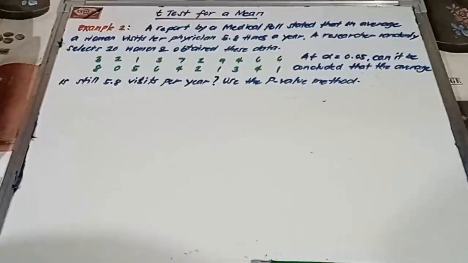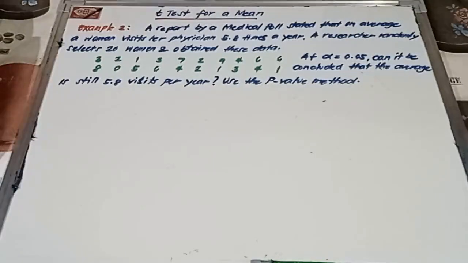Okay, so this is my second example about t-test for a mean, but this time we're going to use the probability value method or p-value method. It says a report by a medical poll stated that on average, a woman visits her physician 5.8 times a year. A researcher randomly selects 20 women and obtained this data: 3, 8, 2, 0, 1, 5, 3, 6, 7, 4, 2, 2, visits 1, 4, 3, 6, 4, and 6, 1.